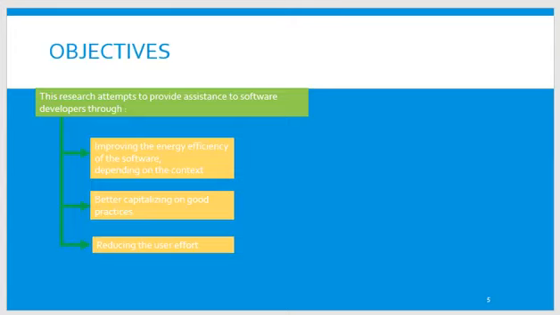As for the objectives of this study, this research attempts to provide assistance to software developers through improving the energy efficiency of the software depending on the context. Second, better capitalizing on good practices. And finally, reducing the user effort.